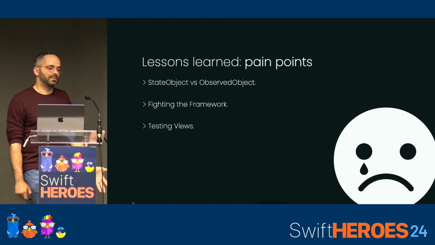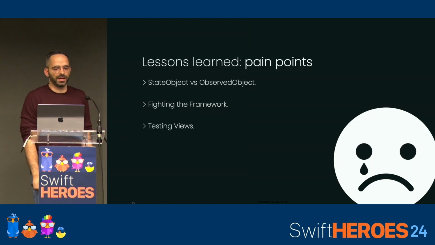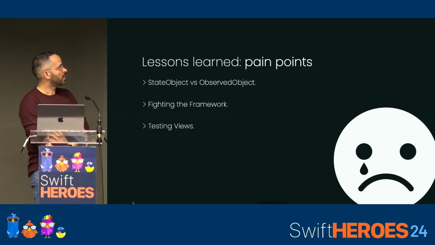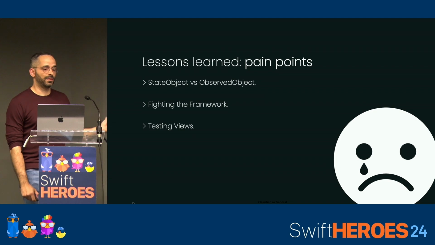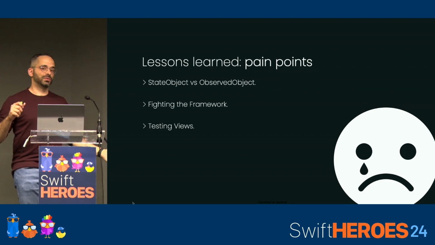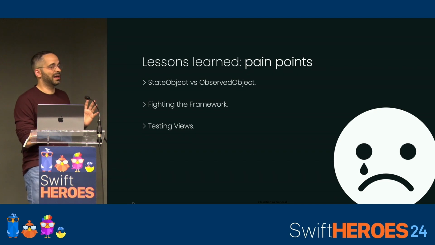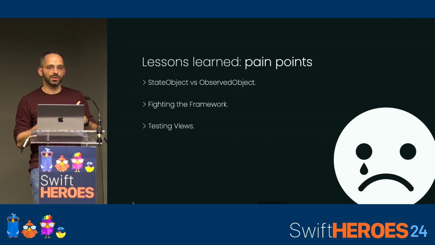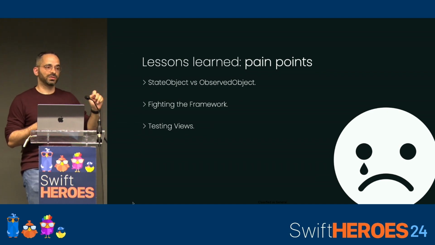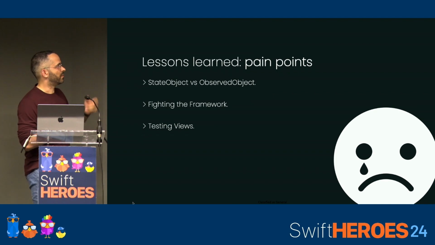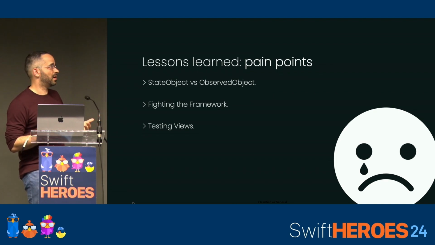So, pain points. Sadly, with every decision you make, there are pain points. There's no silver bullet. With MVVM, one we faced at the very beginning was state object versus observed object. When you use one or the other, you can have unexpected behaviors in your views. If you use observed object and the parent view for some reason has to change state, the child view, if it's using observed object, will be re-rendered. So we faced that and we said, oh, we have to use a state object.